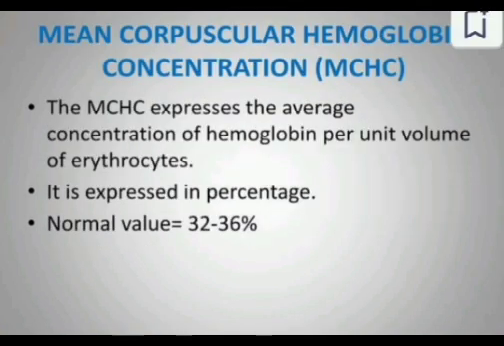The mean corpuscular hemoglobin concentration, that is number C. Mean corpuscular hemoglobin concentration simply refers to the average concentration of hemoglobin per unit volume of red blood cell. It is expressed in percentage, and the normal value is 32 to 36%.